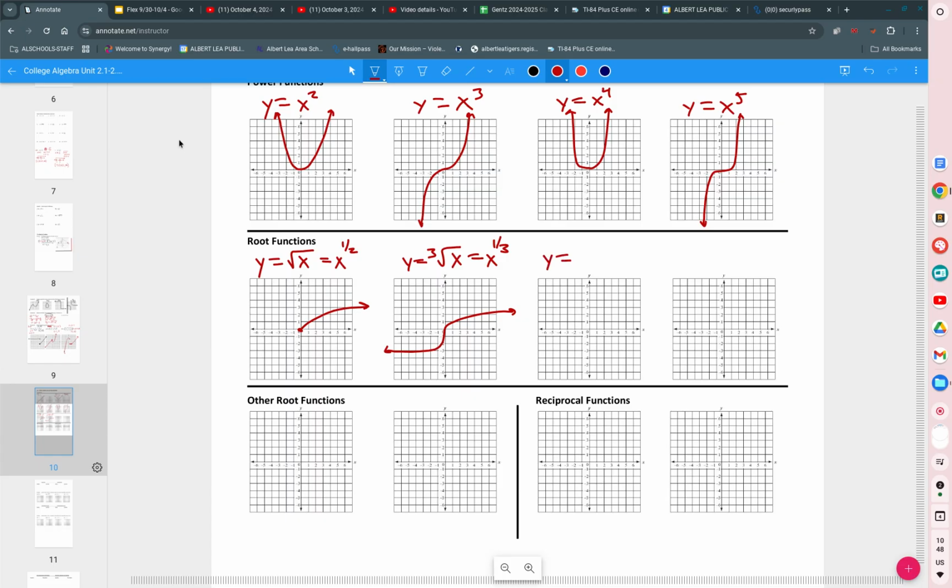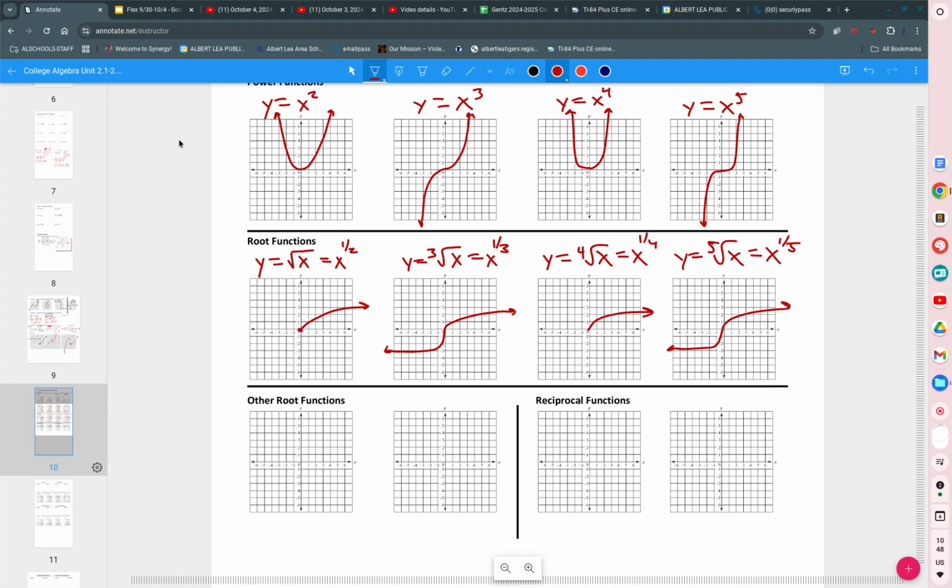If you had y is equal to the fourth root of x, which is x to the 1/4, or y is equal to the fifth root of x, which is x to the 1/5, those will follow kind of like the ones above. Remember when we saw a fourth root function when we were doing domain, you can't take the fourth root of negatives either. So it looks a lot like the square root function. And the fifth root, because it's odd, you can take the fifth root of negatives. So it looks like the cube root function.